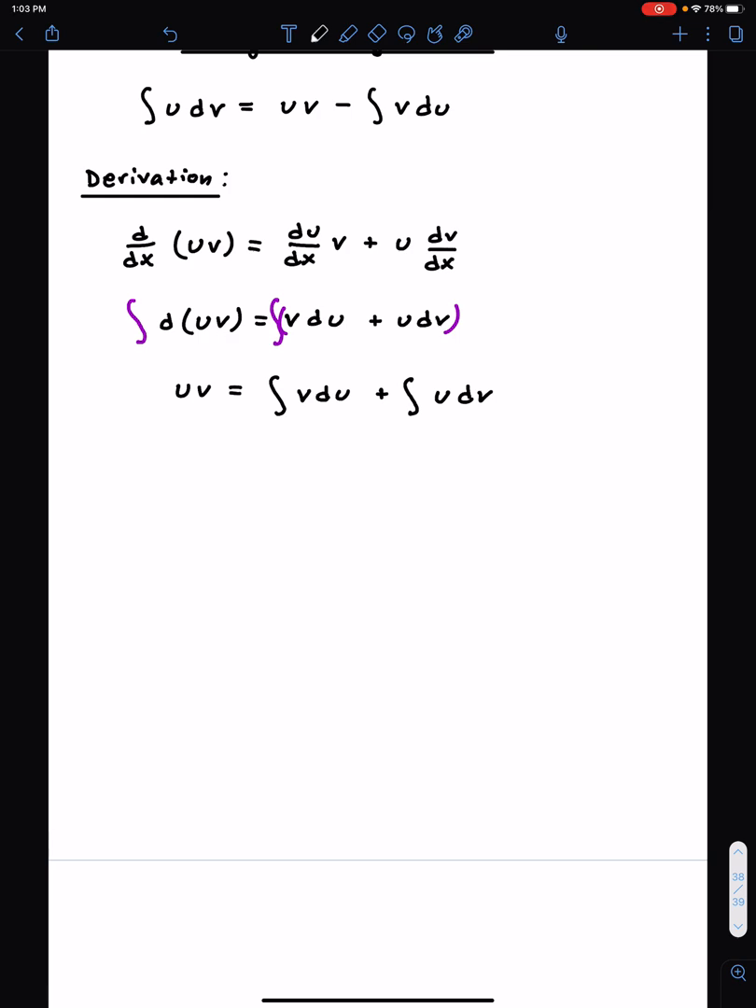If I subtract the integral of v du, uv minus the integral of v du is equal to the integral of u dv. So the integral of u dv is what we don't know. I turn it into some product u times v, and I'm able to compute the integral of v du.